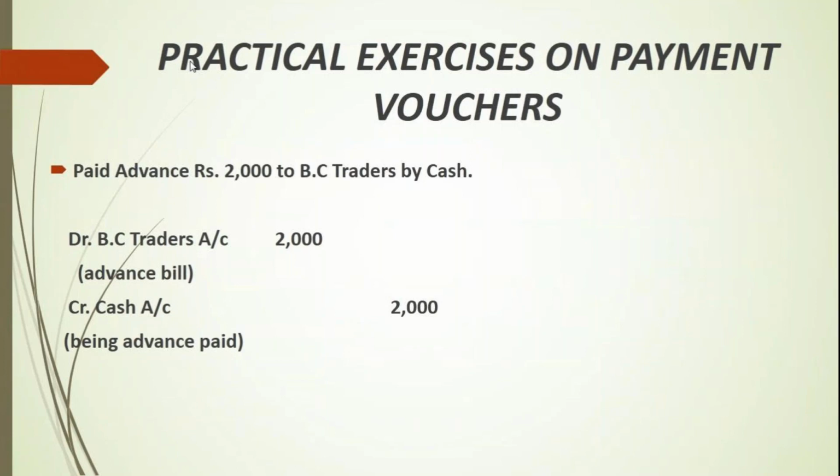So, accordingly, how do I pass the entry? Debit BC traders, credit cash account, because since in the form of cash, advance is being paid to BC traders, funds are going out. So, credit cash account, debit is of course BC traders, the party to whom advance is being paid. Here, if we have to choose the types of bill, we would choose advance bill for BC traders. So let's pass the same entry in the Tally software.